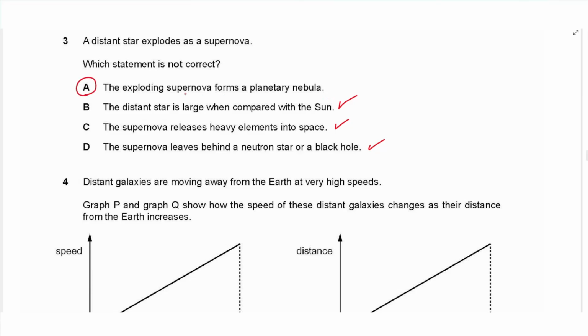Technically, a star should have a planetary nebula around it, but it forms just before the supernova, and the supernova pushes it outwards into space.